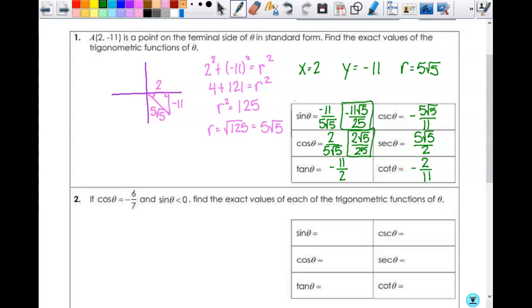And double check yourself. You are in the fourth quadrant. And in the fourth quadrant, the only thing that is positive is cosine and its reciprocal. These should be negative because we're in the fourth quadrant. All right, so let's look at number 2.